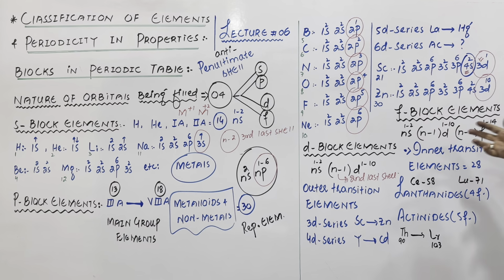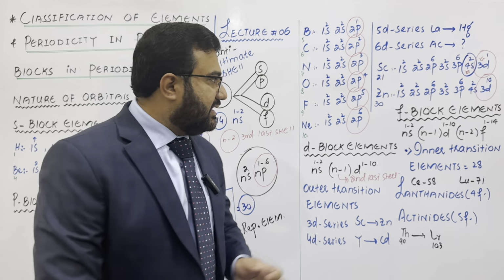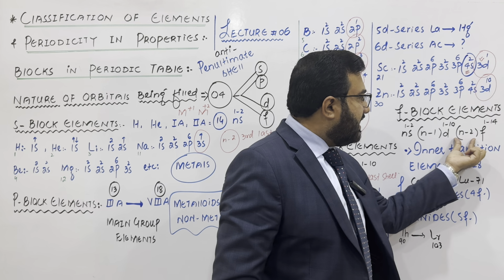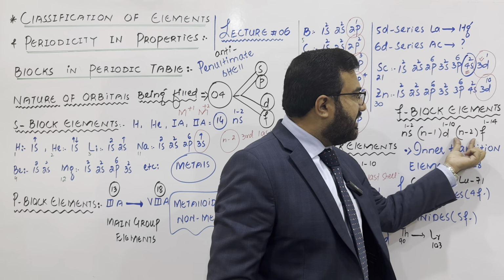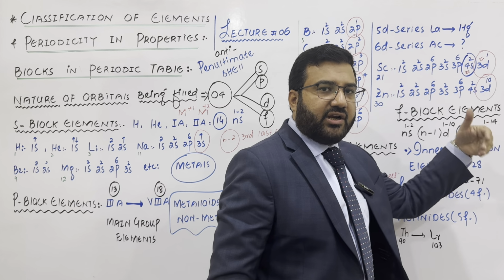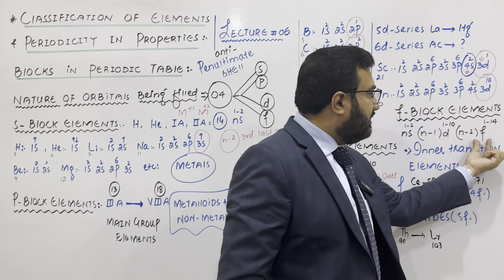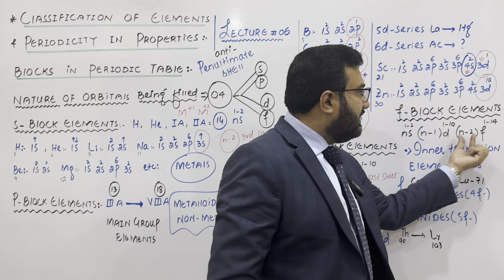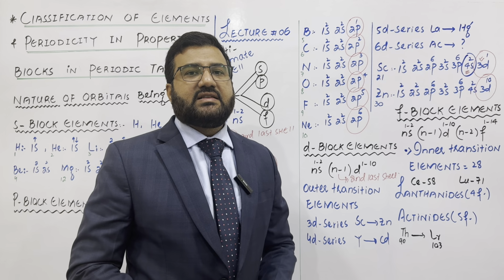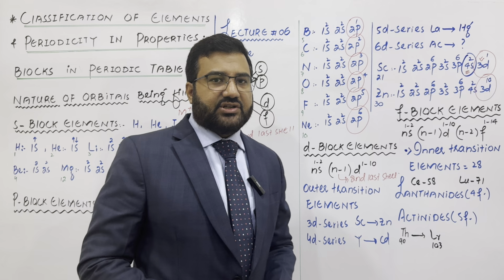So, how will you define the F block elements? You will say that these are the elements in which the F subshell of the third last shell, or anti-penultimate shell, is being filled with electrons. Or you can also define it as the elements in which the F subshell of the third last shell is under the process of completion. And my dear students, the F block elements are also called the inner transition elements.